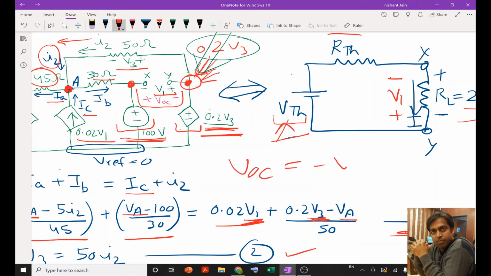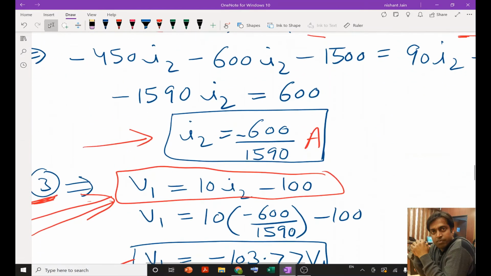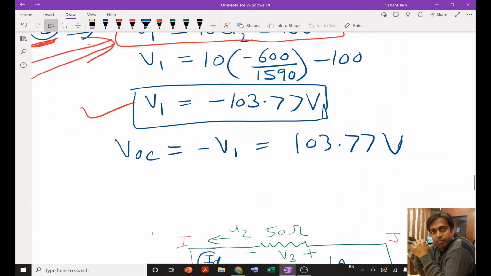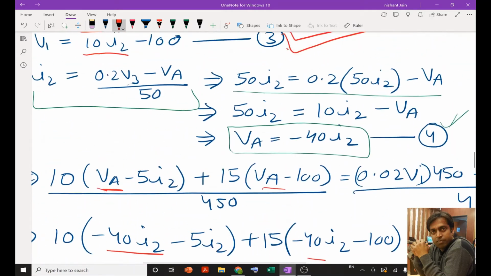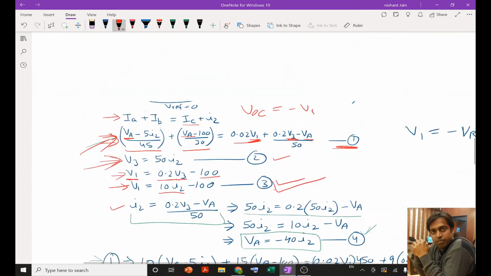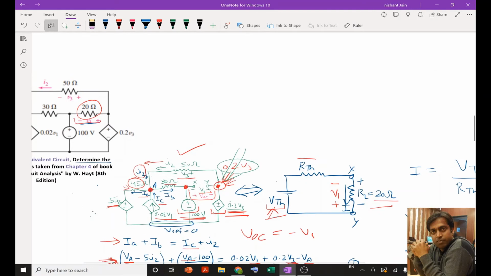it is equals to minus V1, because the polarity of V1 and VOC, they are opposite. So whatever value we obtain for V1, means this one, VOC will be the reverse of it, and this will be my VOC, and this VOC is nothing but our VTH. So the value of VTH is 103.77. So let me put it in this graph. 103.77 volt. This is my VTH.